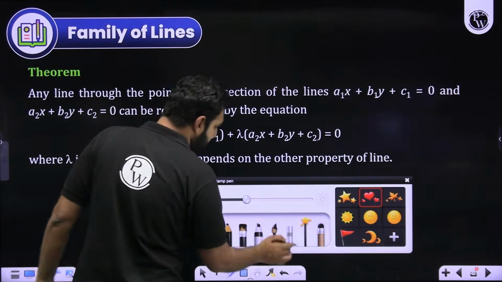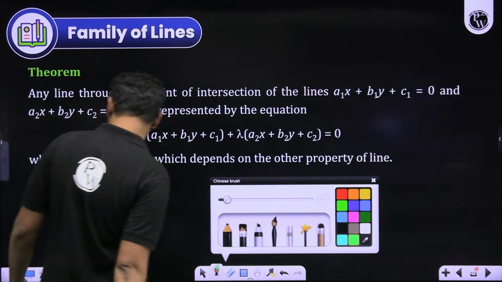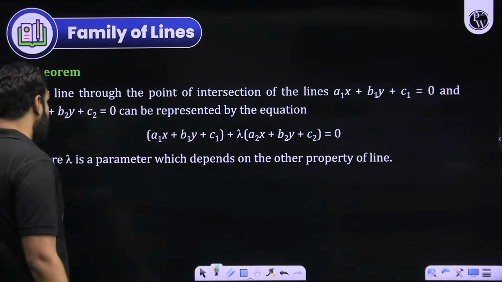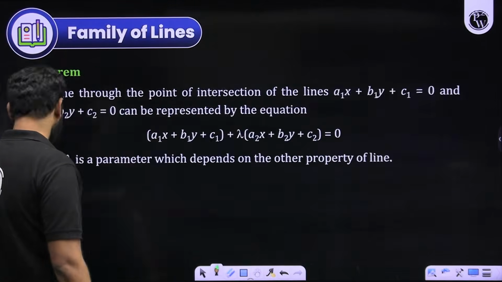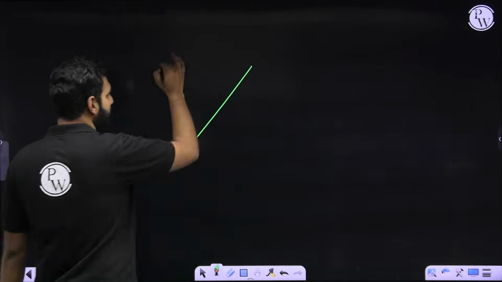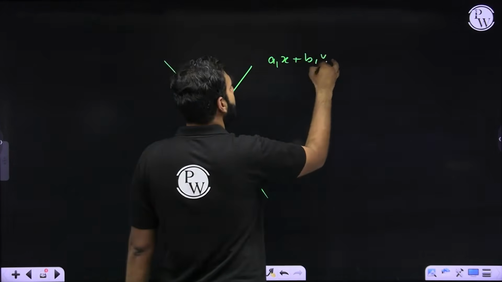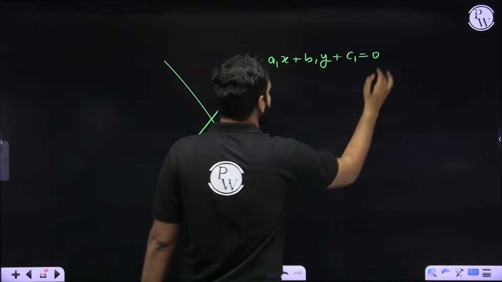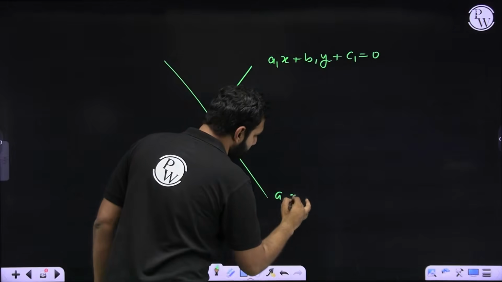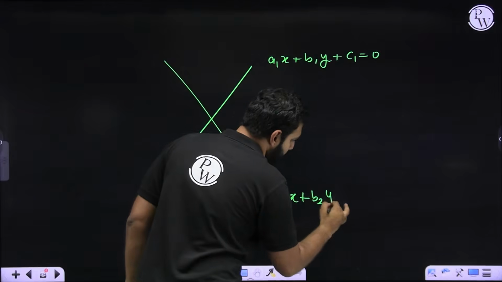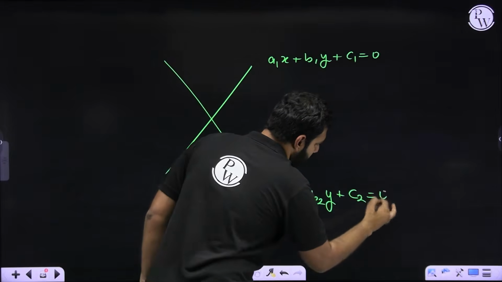Please understand, let's say I'm given two straight lines. Let's say this is one of these straight lines, and this is the other straight line. This straight line is given by a1x plus b1y plus c1 is equal to 0. The other straight line is given by a2x plus b2y plus c2 is equal to 0, right?